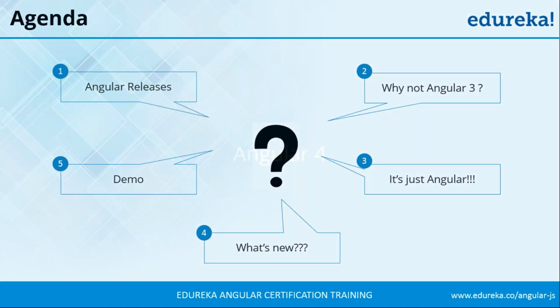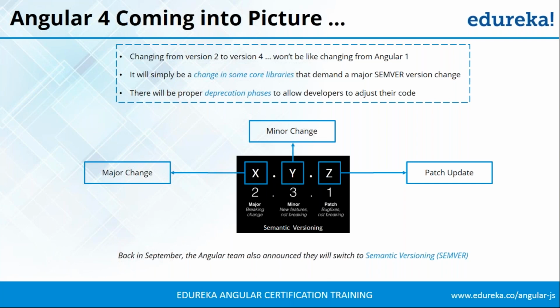Let's move forward and understand how Angular 4 came into the picture. But I would first like to tell you a story. Back in September, when Angular 2 was finally released, the Angular team also announced they would be switching to semantic versioning. As the name already suggests, semantic versioning is all about adding meaning to the version numbers. A semantic version consists of basically three numbers.